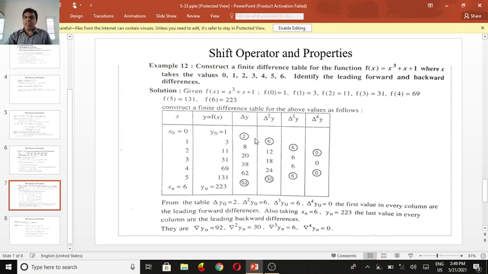Del square y, again I take a difference. 8 minus 2, we get 6. 20 minus 8, we get 12. 38 minus 20, we get 18. 62 minus 38, we get 24. 92 minus 62, we get 30.